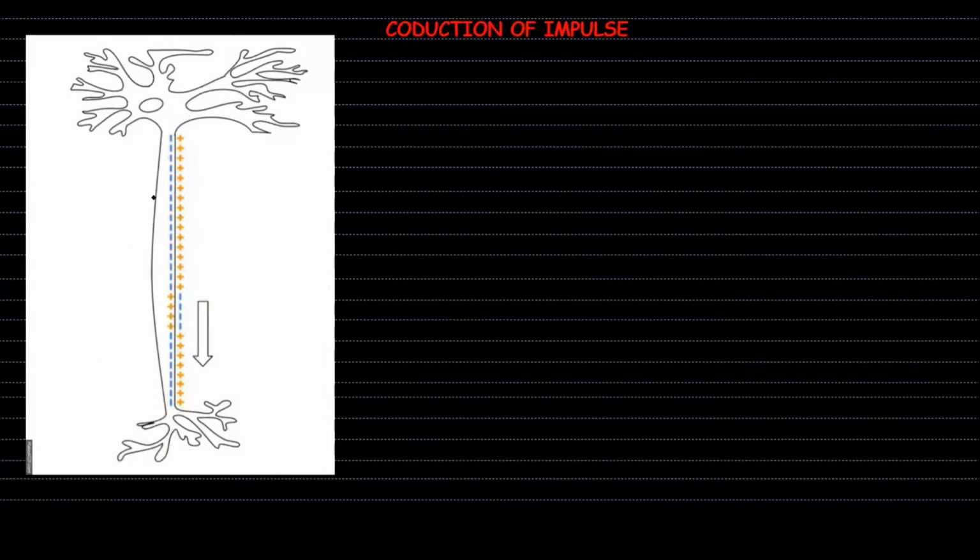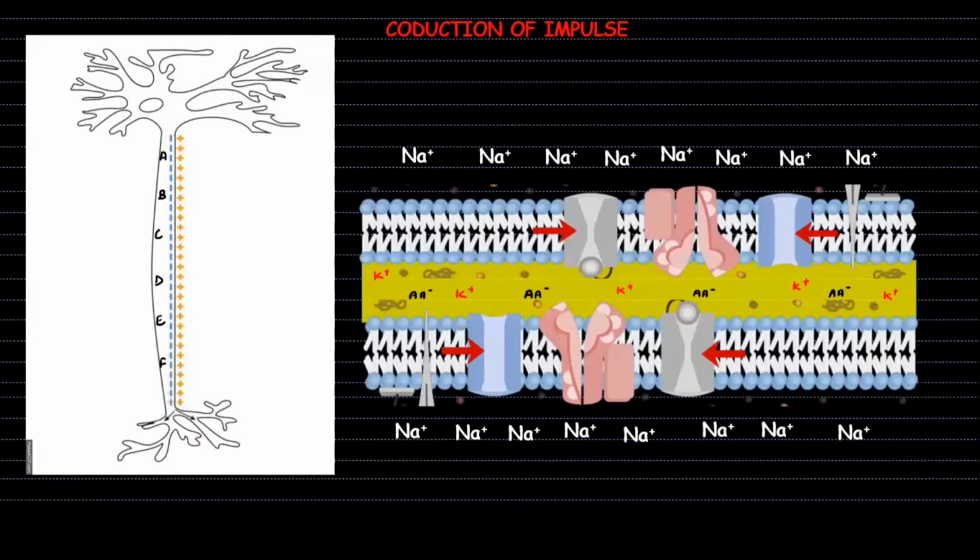interval, you will find that charges have been getting reversed at point A, at point B, at point C, at point D, at point E, and at point F. There are some changes occurring, and those changes are carried from one point to another, and thus we say that nerve is conducting impulse. To understand in a better way, let's take an example, a magnified image of an axoplasm.